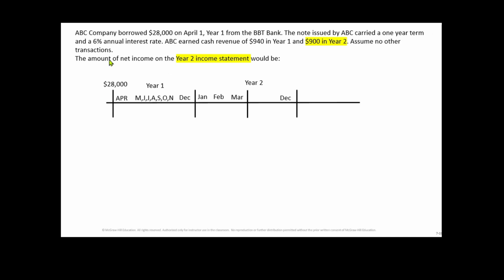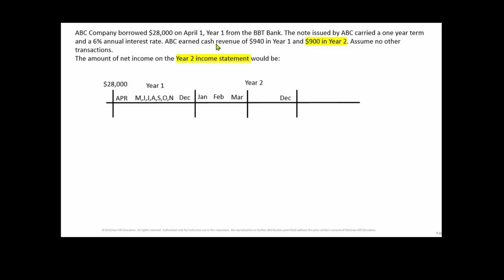ABC Company borrowed $28,000 on April the 1st of year 1 from BB&T Bank. Hey, that's a good bank, right? It's not as good as US Bank, but it's not a bad bank. The note issued by ABC carried a 1-year term and a 6% annual interest rate. ABC earned cash revenue of $940 in year 1, and they earned $900 in year 2.